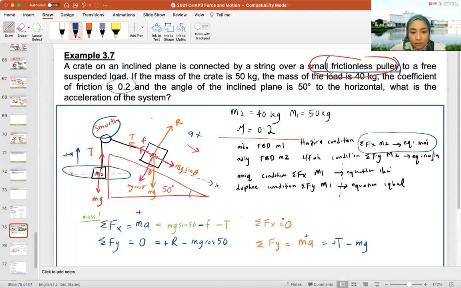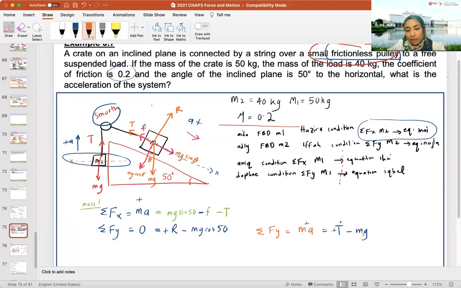Okay, so now we have our equation. Net in the Fx we don't need to solve because there is no equation to solve. What else do we know? We know what mass 2 is. We don't know what our ma is. Do we know our tension? Not yet. What else do we know here? R, we know mg cosine 50. So R is equal to mg cosine 50.